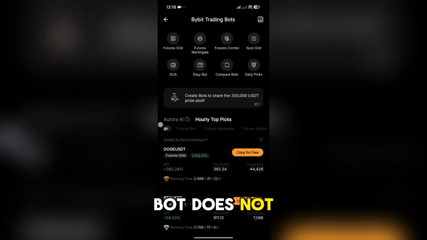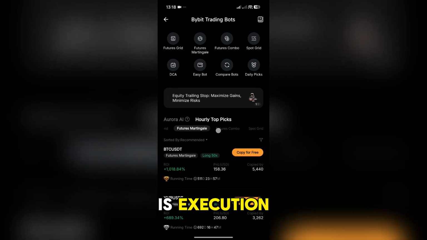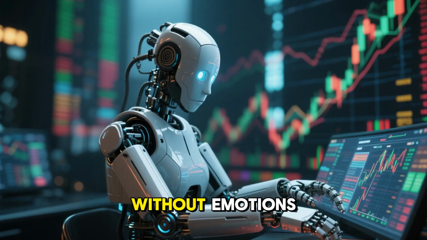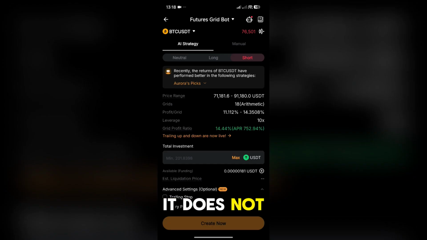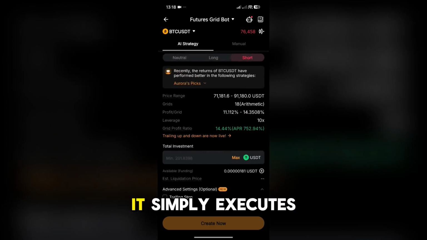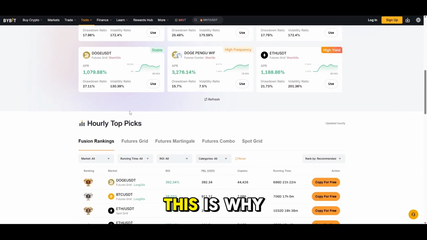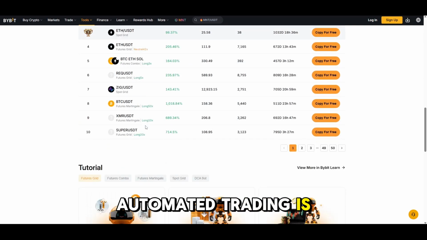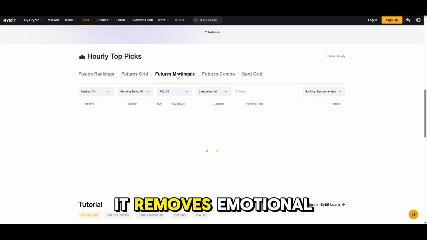What automated trading really solves? A trading bot does not magically predict the market. What it does is execution. It follows rules without emotions. It does not panic when price moves fast. It does not chase green candles. It simply executes a predefined strategy 24/7. This is why automated trading is powerful, not because it guarantees profit, but because it removes emotional mistakes.